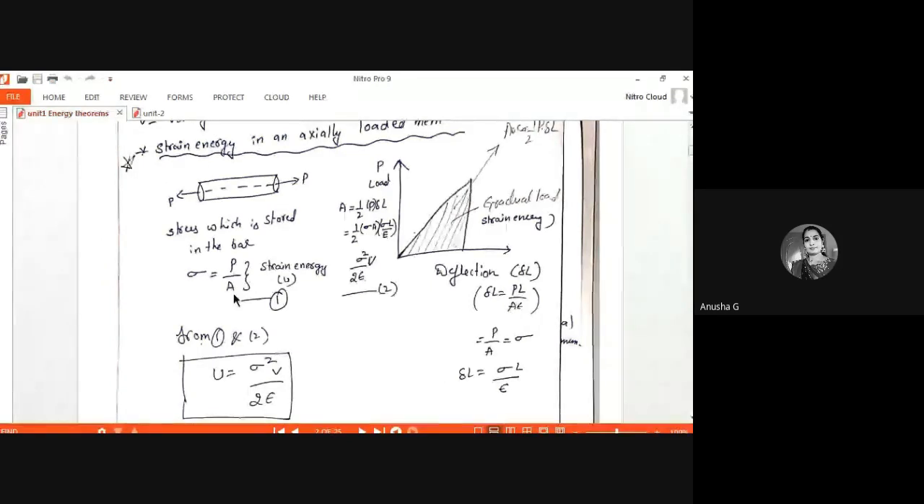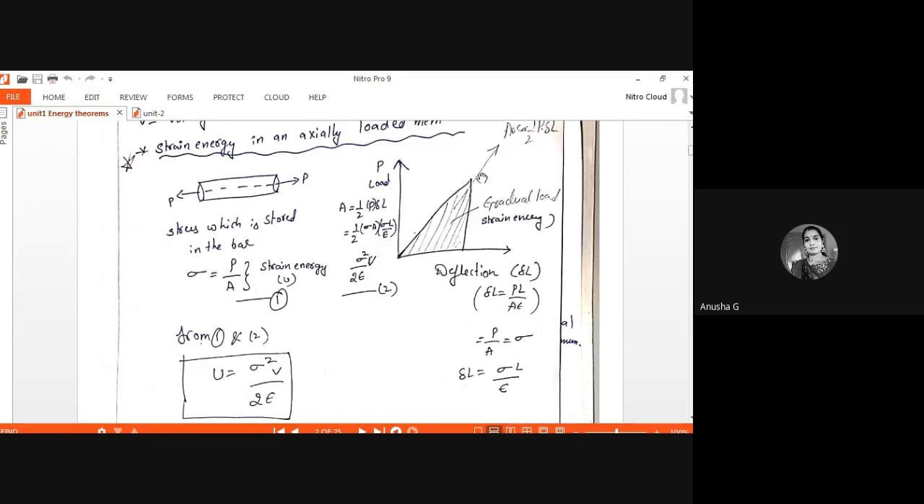Okay. Next, according to the stress diagram, now we have to draw the load versus deflection diagram. Here you can observe the load is P and the deflection is delta L. Our graph will be a straight line passing through the origin. This we observe as the work done here.